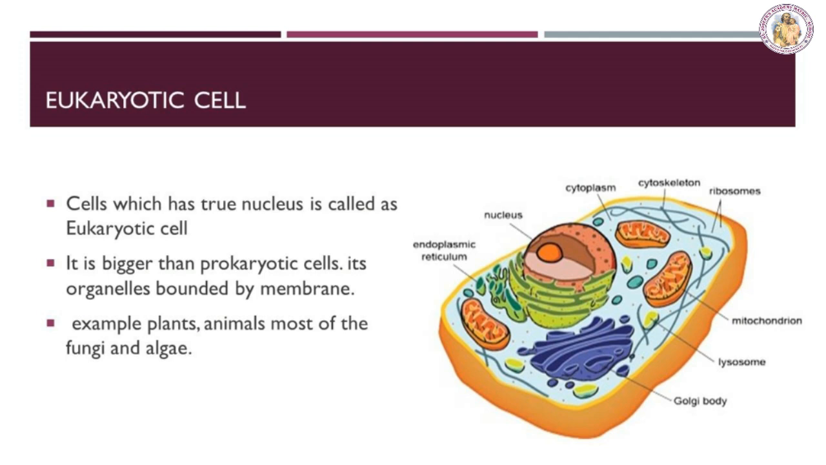Eukaryotic cell. Cells which have a true nucleus are called eukaryotic cells. That is, nucleus with nuclear membrane. It is bigger than prokaryotic cells. Its organelles are bounded by membrane. Example, plants, animals, most of the fungi and algae. Inside the eukaryotic cell, you can see the organelles: endoplasmic reticulum, nucleus, cytoplasm, ribosome, lysosome, Golgi body, and mitochondria.